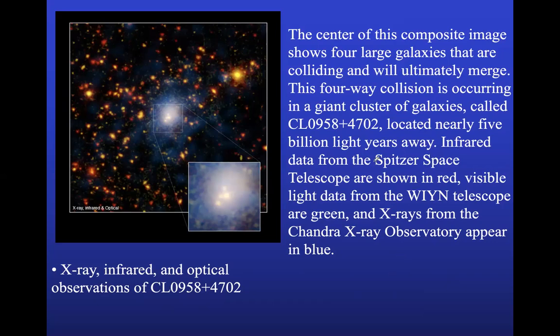this is actually infrared data from the Spitzer telescope, which is shown in red, and visible light data is from a telescope called WIYN, which is situated in Arizona, shown in green. Maybe I'm not sure that you can see all these colors very clearly. And then X-rays appear blue from the Chandra X-ray telescope, right? So astronomers basically combine all this information to get an idea about a particular object. So that's how it works.